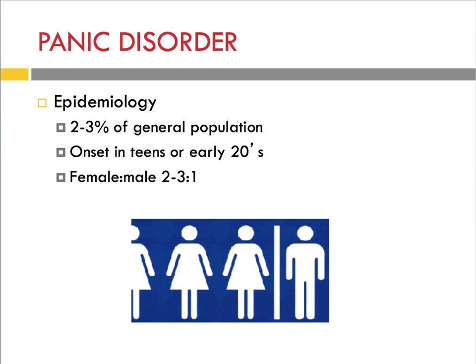In terms of the epidemiology for panic disorder, current research suggests that it affects between 2 and 3% of the population, with onset in the teens or early 20s. Again, we also see a higher incidence rate for women versus men, with women meeting diagnostic criteria for panic disorder at 2 or 3 times the rate of men.